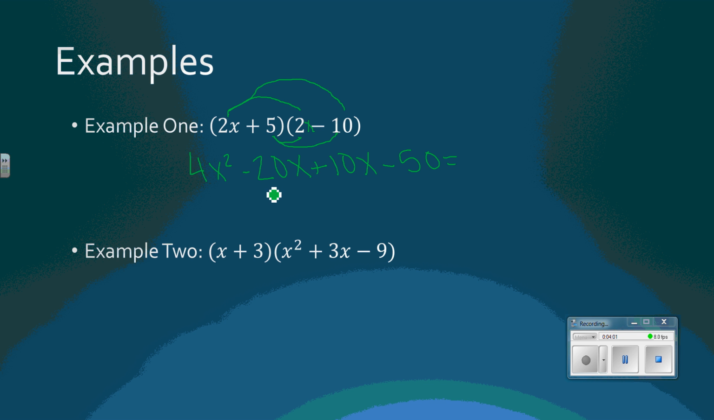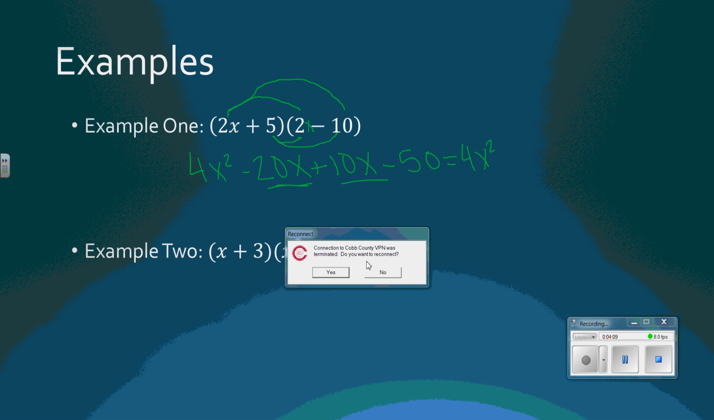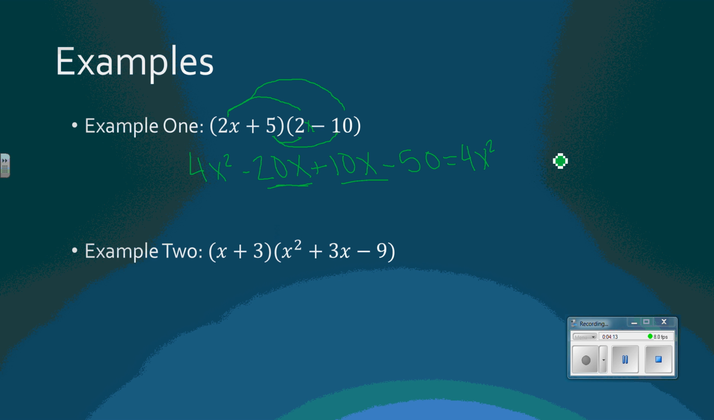Combine these like terms here. So that's 4x squared, stays the same, and then you have negative 20x plus 10x. Negative 20x plus 10x is negative 10x. Then you have negative 50. That's your answer. This one has more to multiply, but you still do multiply every term over here by every term in the second polynomial.